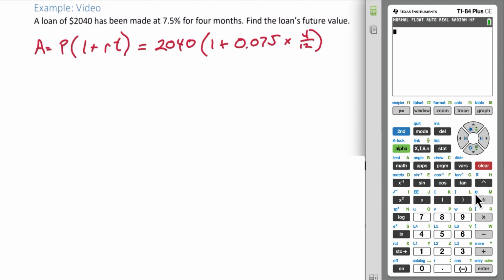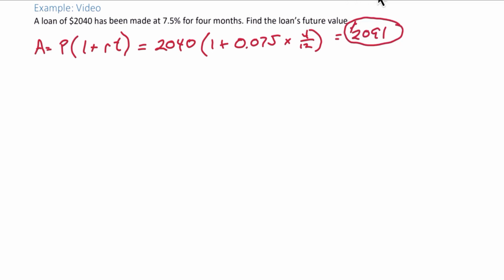Now plugging this into the calculator, we have 2040, open the parentheses, 1 plus 0.075 times 4 divided by 12, or again, you could have done 1/3 if you wanted to reduce that already, and we get 2091. So at the end of 4 months, the loan's value is $2,091.